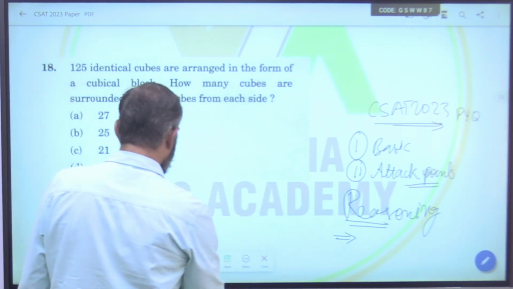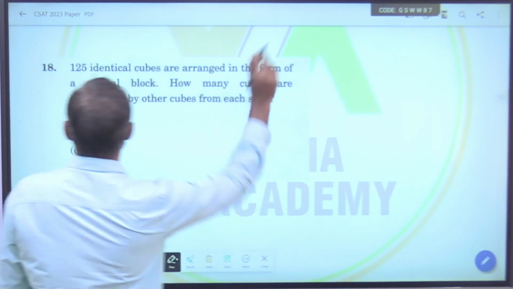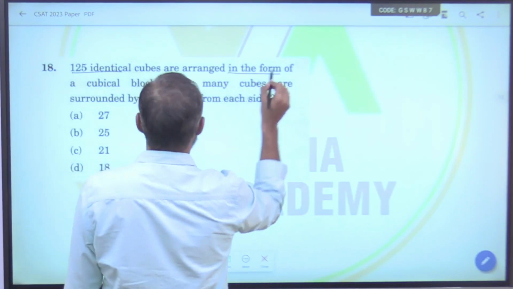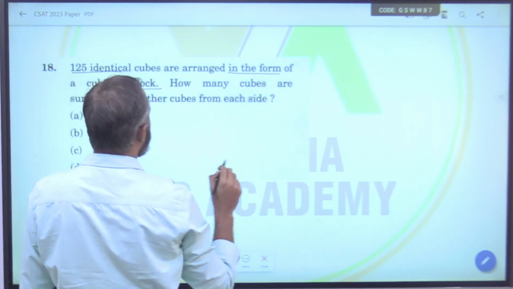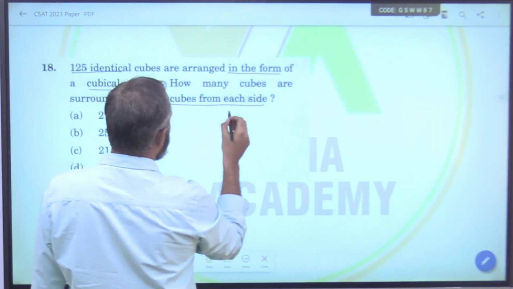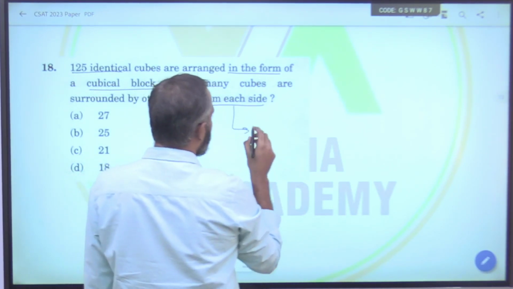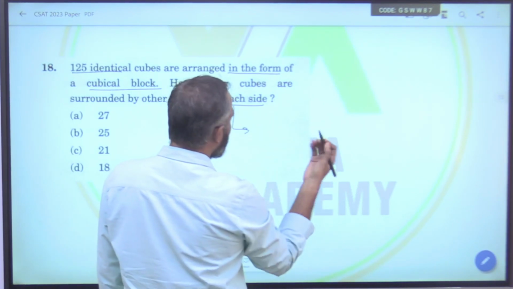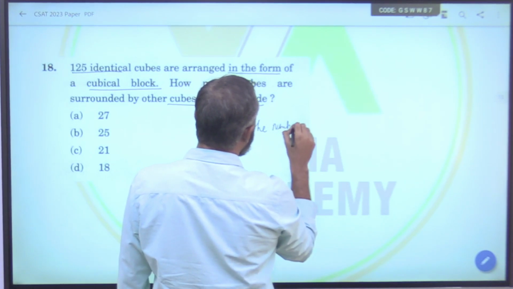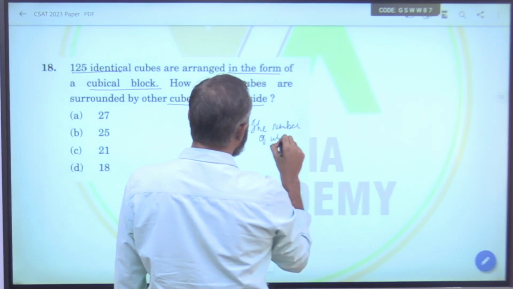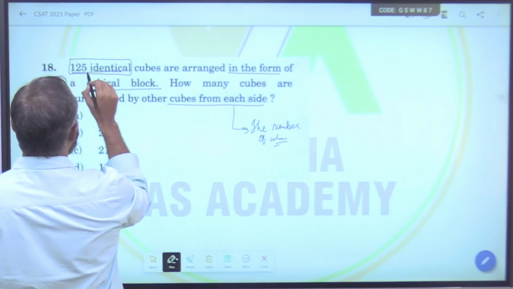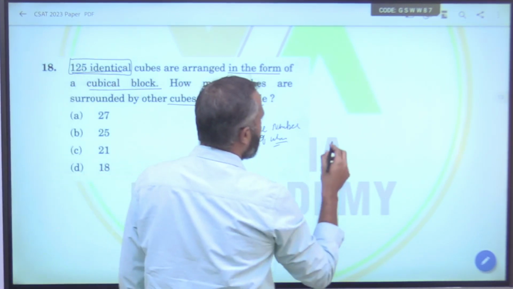Now, let's start with 18. 125 identical cubes are arranged in the form of a cubical block. Well and good. How many cubes are surrounded by other cubes from each side? This is nothing but, in normal parlance, if you color this thing, the number of cubes which have no color. So, okay, 125 identical cubes. What can we get from here? This is the first attack point.